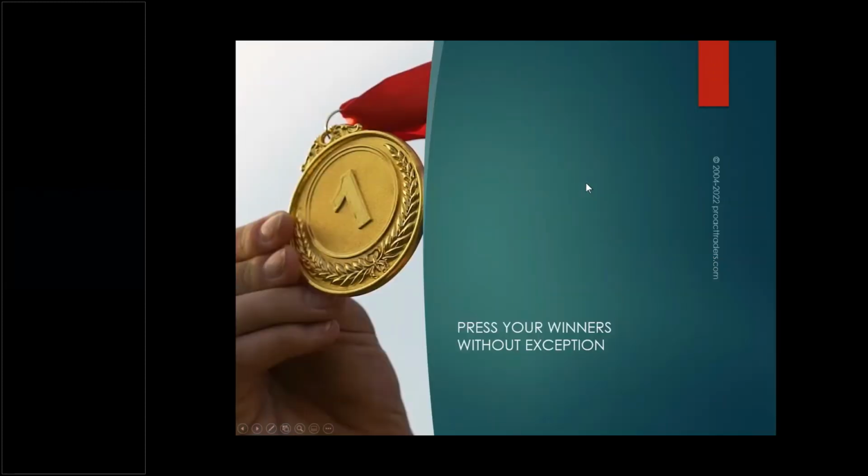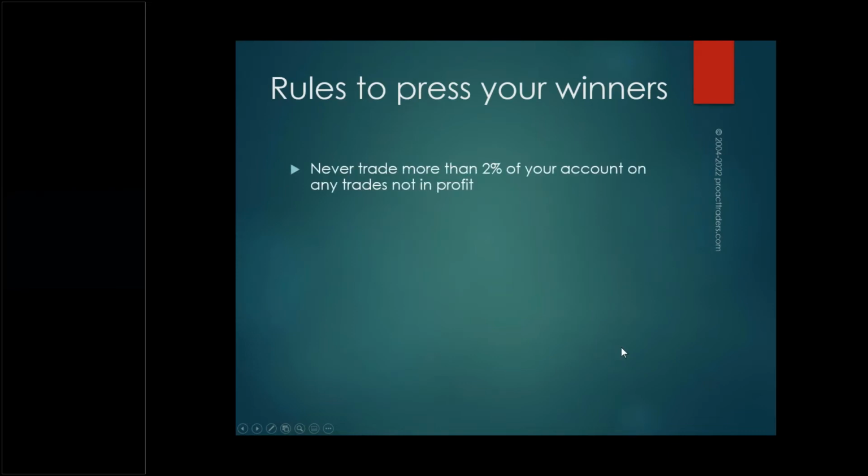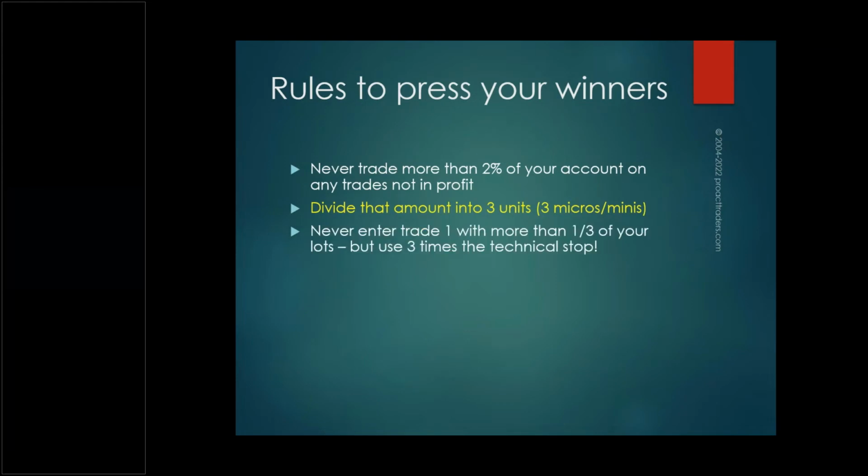You won't. So, what's the secret to success in Forex? Press your winners without exception. So here are the rules. Never trade more than 2% of your account on any trade not in profit. Divide that amount into 3 units, 3 micros, 3 minis, depending on the size of your account. Never enter trade 1 with more than 1/3 of your lots. So if you divide it into 3 micros, you know it's 1 micro on your entry.